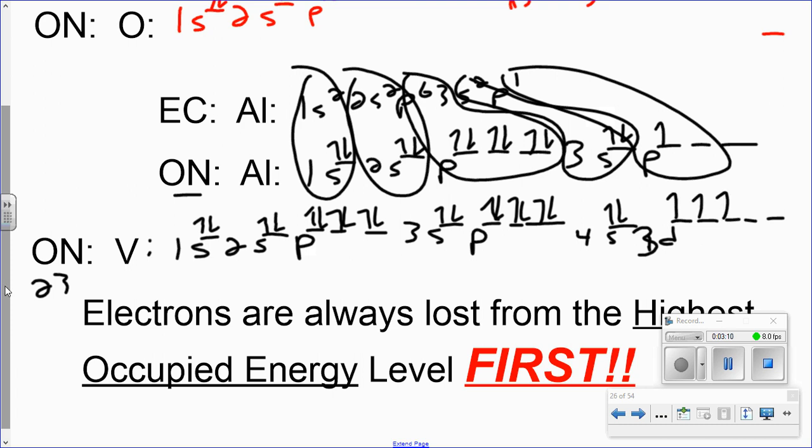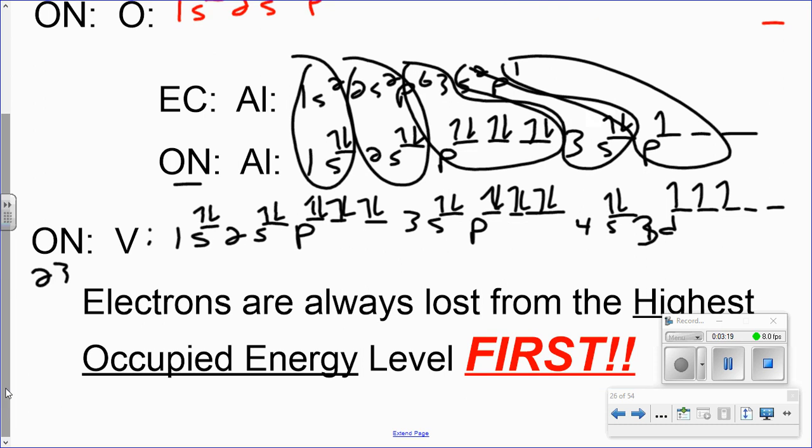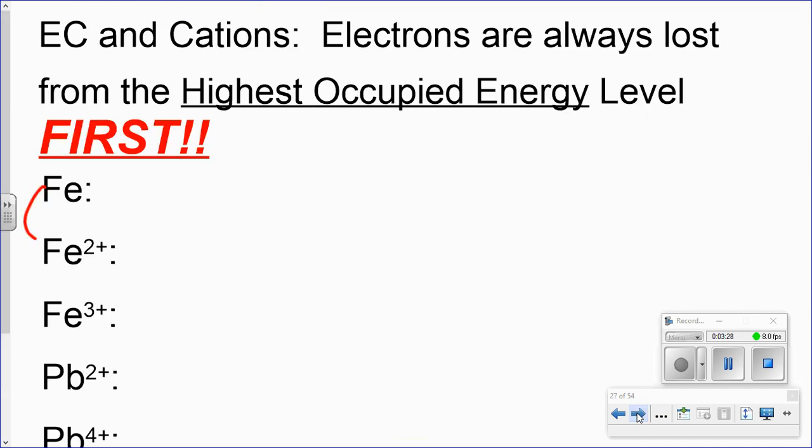According to Hund's rule, the electrons will occupy the lowest orbitals available. That's 23 electrons. As I mentioned previously, anytime you're going to lose electrons, you lose them from the highest occupied energy level first. I think I needed to delete that, but that was on the previous slide from the last video.